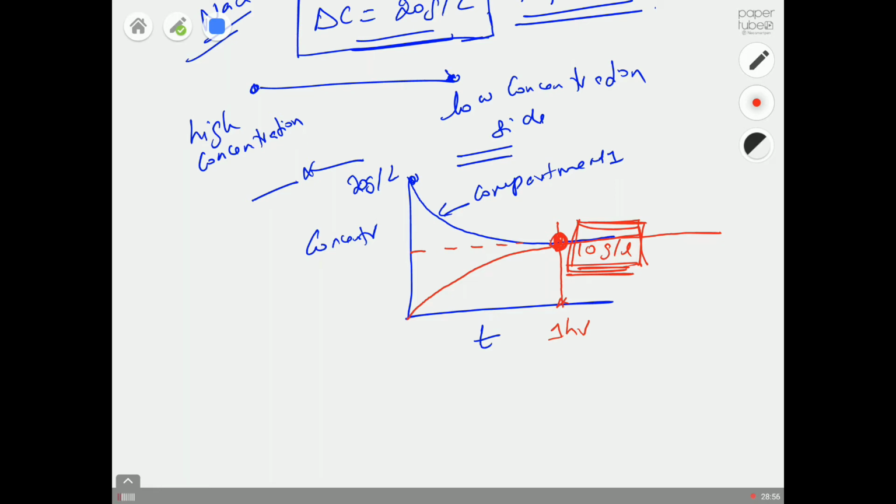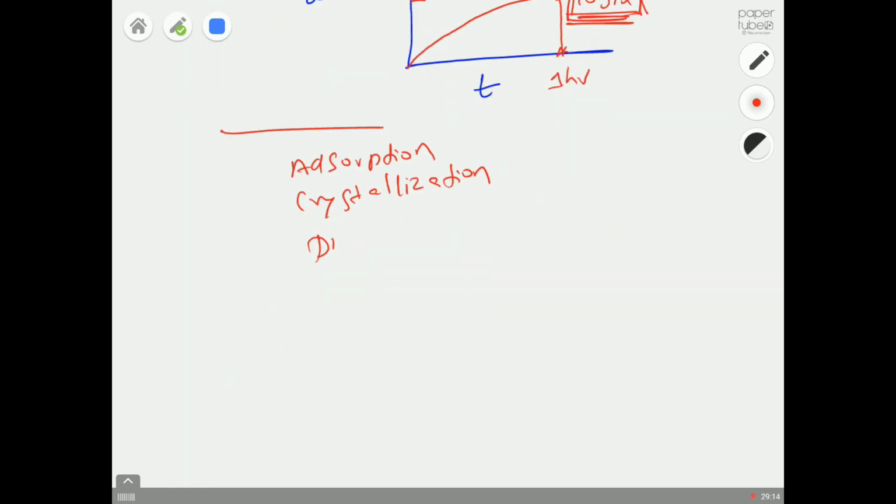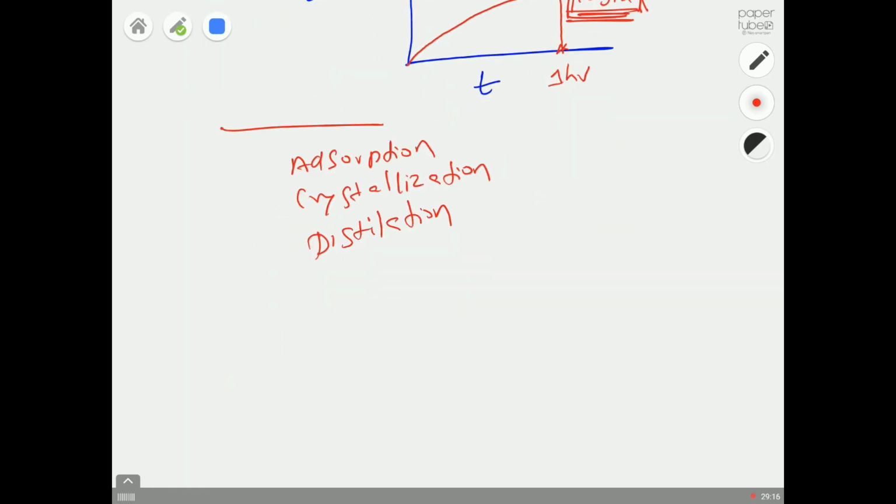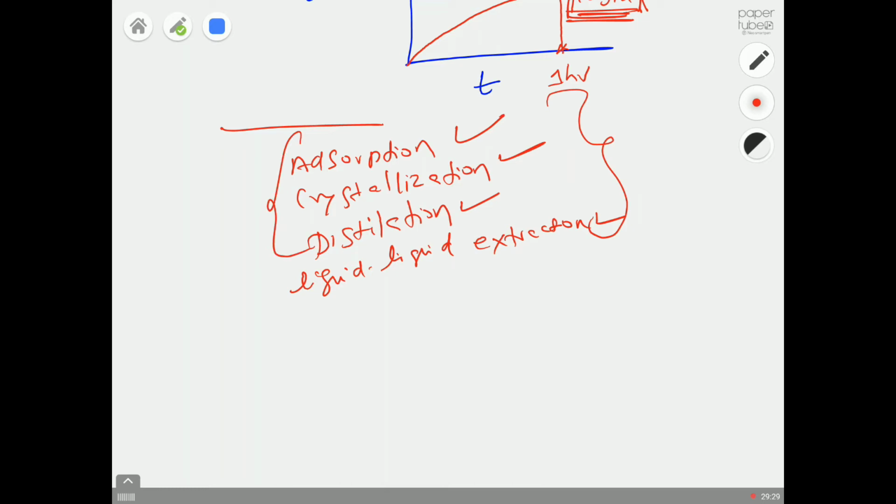I have to cover this topic not only for crystallization, but because you need to know what the mass transfer process is when I explain adsorption, crystallization, distillation, liquid extraction. We need to cover all these topics in these modules, and you will not understand anything if you don't know what is meant by mass transfer.